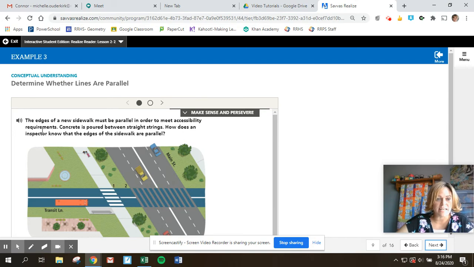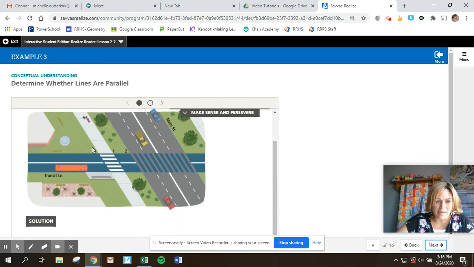So here it goes. It says, the edges of the new sidewalk must be parallel in order to meet the accessibility requirements. Okay, so this looks like it has to be parallel. Here's the sidewalk. Concrete is poured between straight strings. How does an inspector know that the edges of the sidewalk are parallel? Now, right here, there aren't any measurements. So we're having to do with these angles, these measurements, these angle 1 and 2.